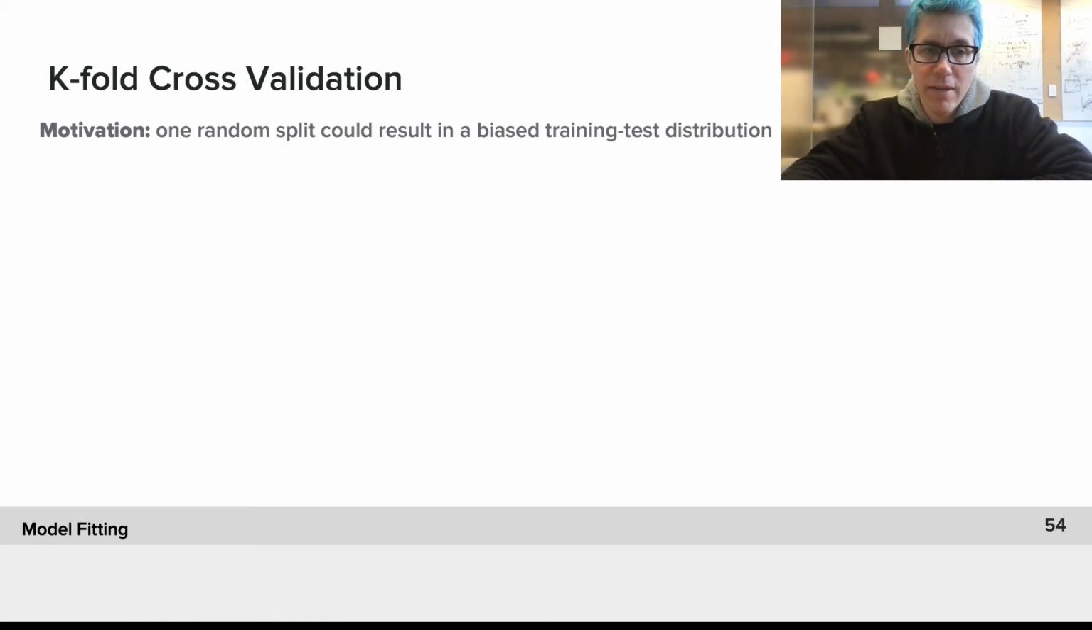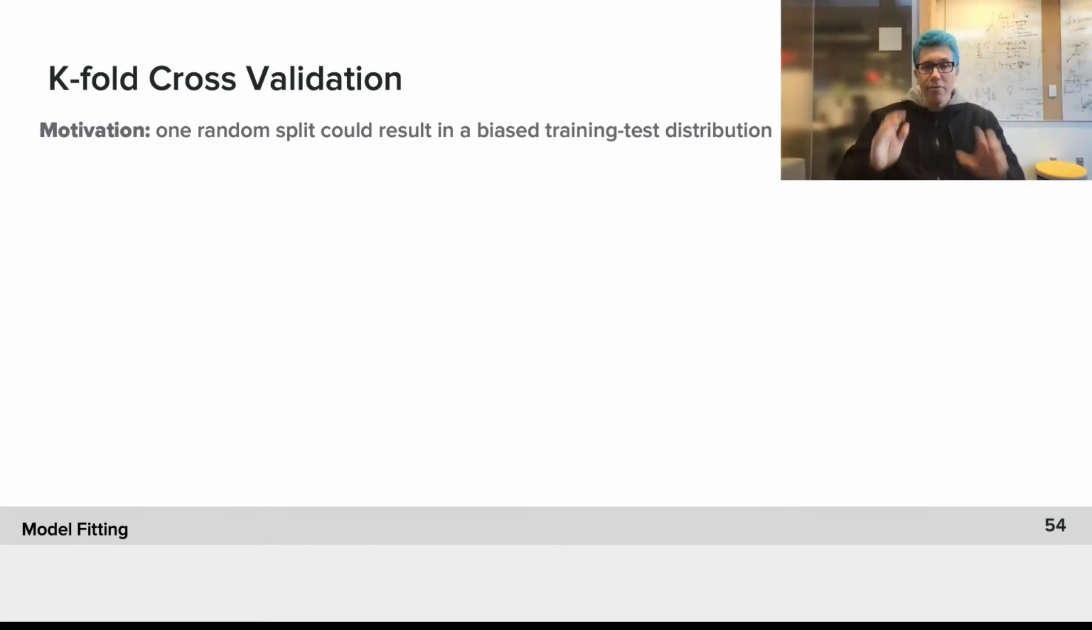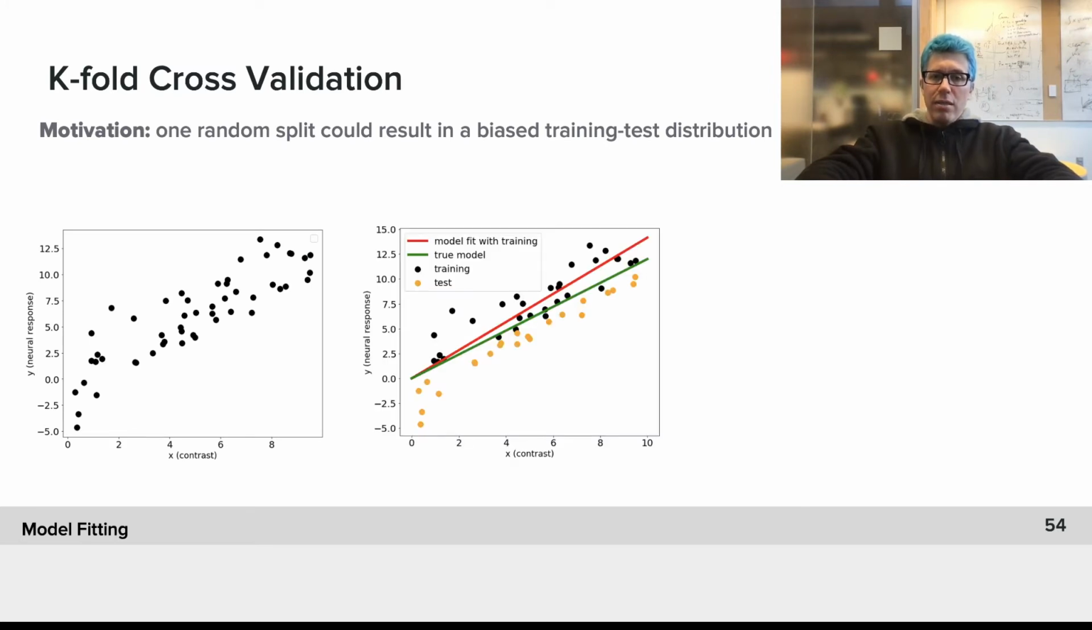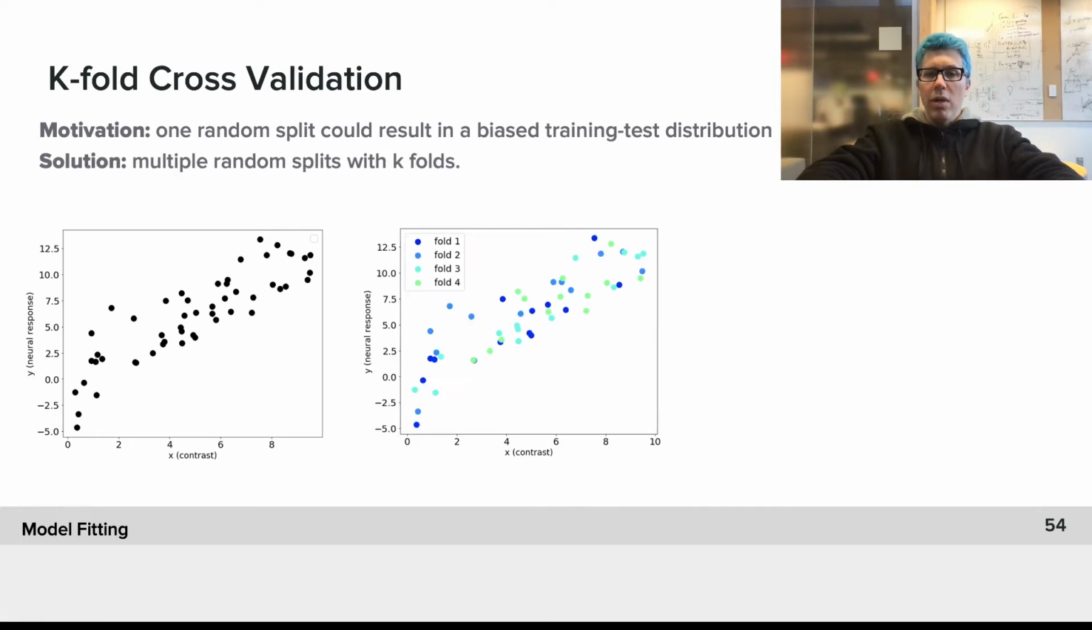K-fold cross-validation. What's the motivation? We could have one random split, but that random split could result in biased training test distribution. So if we take the data, we take half of it, call it test, and the other half, we call training, then there will be some difference between the two of them, just by the way we randomly split it up. So here's the data. We could have a train set in principle that is the higher points, and a test set that's the lower ones, in which case we would be doing incredibly badly on the test set. So we don't want to have situations like that.